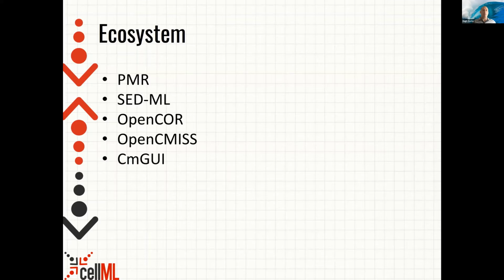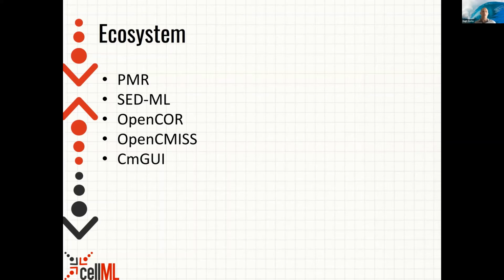What are the other parts of this ecosystem? Well, PMR, the Physiome model repository, is an online platform for the storage of models. PMR can house any model, but again, primarily biological. PMR allows our models to be found and accessible.